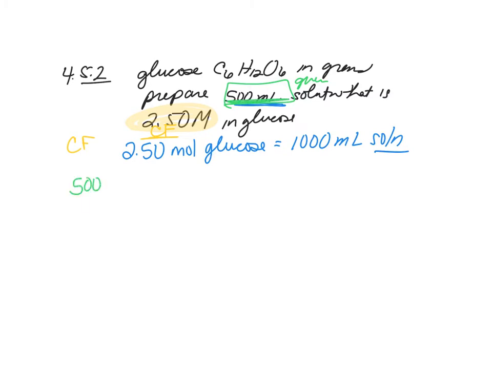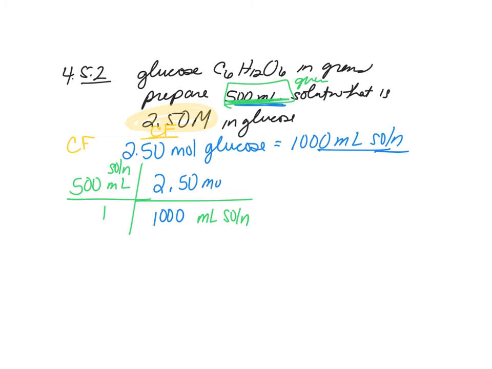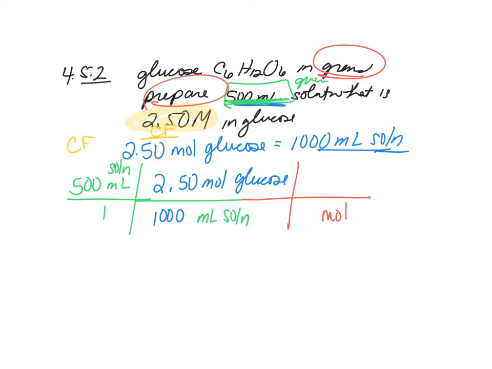So we put that over 1, 500 milliliter over 1. I do my little train tracks. And this is milliliter of solution. So I want milliliter of solution here, because I got to copy those letters down. And so now I have this conversion factor where I have 1,000 milliliters of solution, I have 2.50 mole of glucose, but the question is asking for grams. So do you know how to go from mole of glucose to gram of glucose?